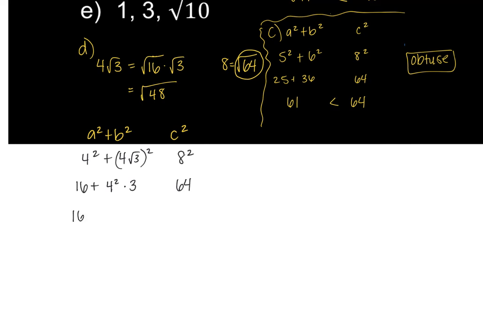So this is 16 plus 16 times 3 compared to 64. This is 16 plus 48 compared to 64. And this is 64 in comparison with 64. These are equal. So what kind of triangle do we have? Right? It's a right triangle. Very good. So this is a right triangle.